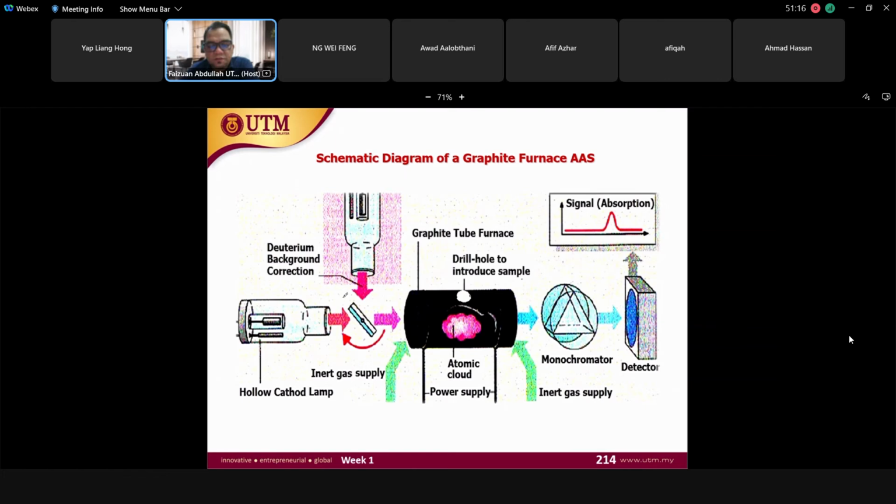So this is the graphite tube. The sample will be injected here, and then the heating process will happen in this tube. The instrument will heat the small tube, and then the atomization happens inside the tube. The sample is atomized inside the tube. The hollow cathode lamp will produce radiation through the tube, and the absorption happens inside here. The detector will detect the loss of radiation after the light comes out from the tube. Then we have the signal, which is the absorption.